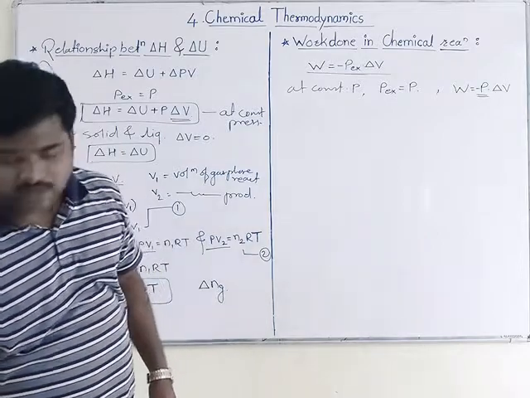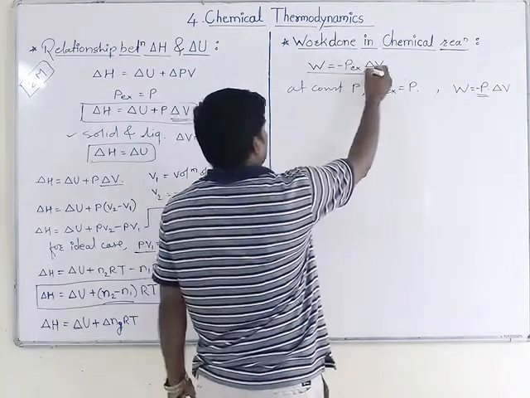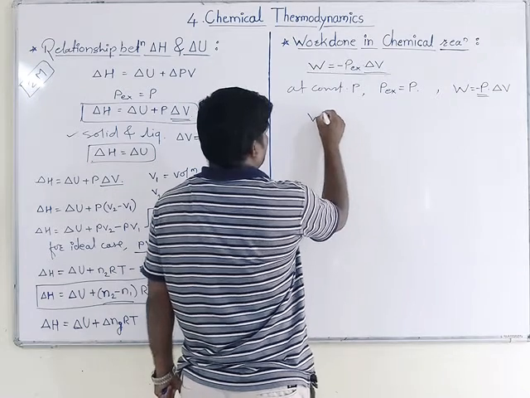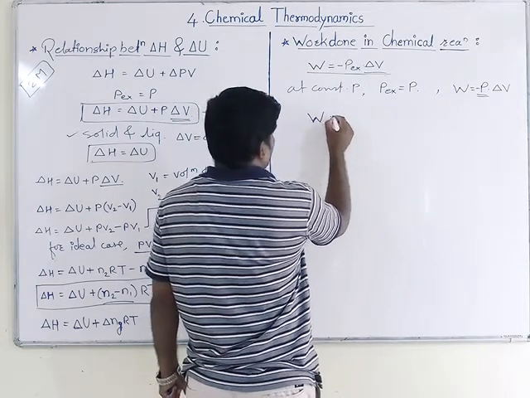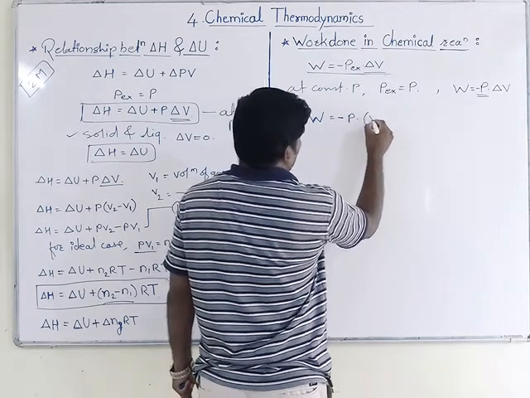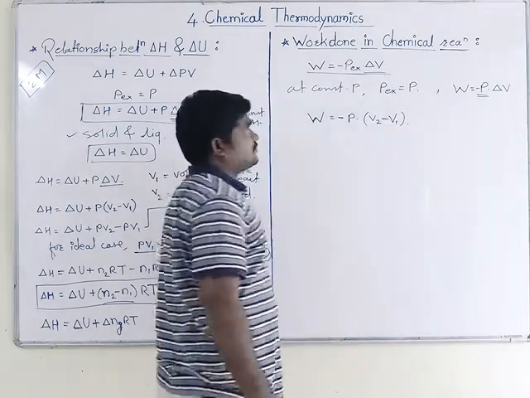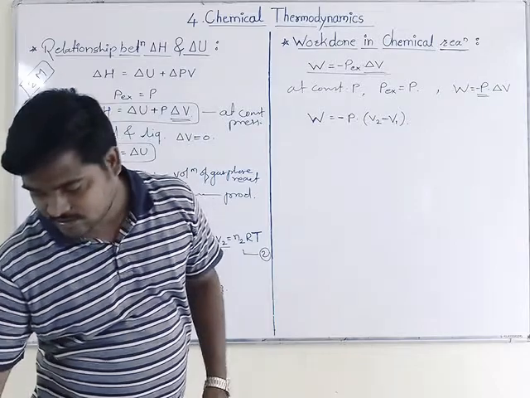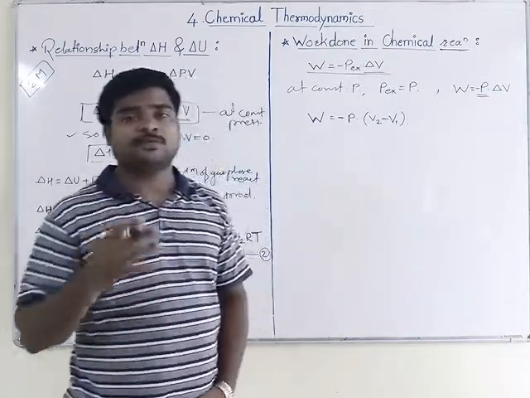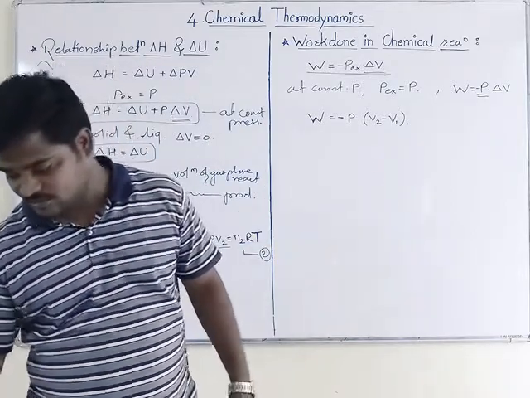Now here, if the change in volume takes place, volume is also a state function. So instead of this delta V, for the sake of simplicity, I will write it in two variable terms: minus P into V2 minus V1. Okay, because I have to calculate the work done for a chemical reaction in which volume is variable, so I have taken two values of volume, that is V2 and V1.